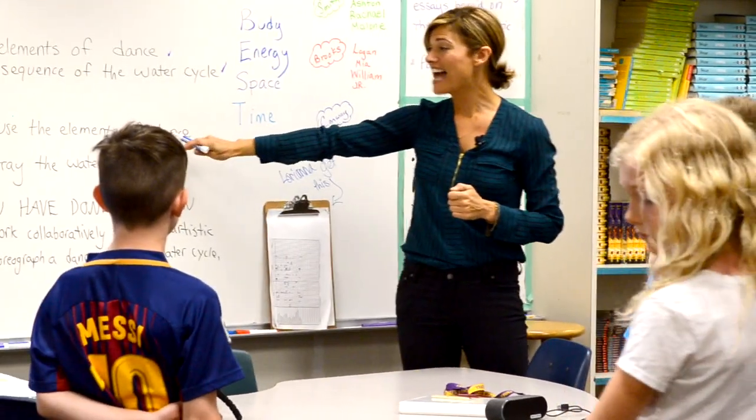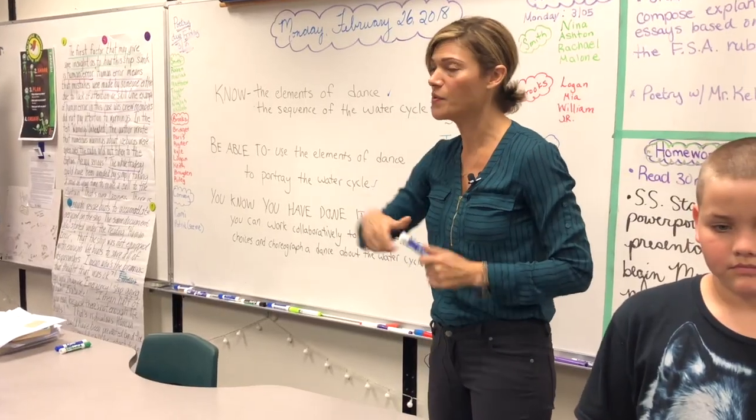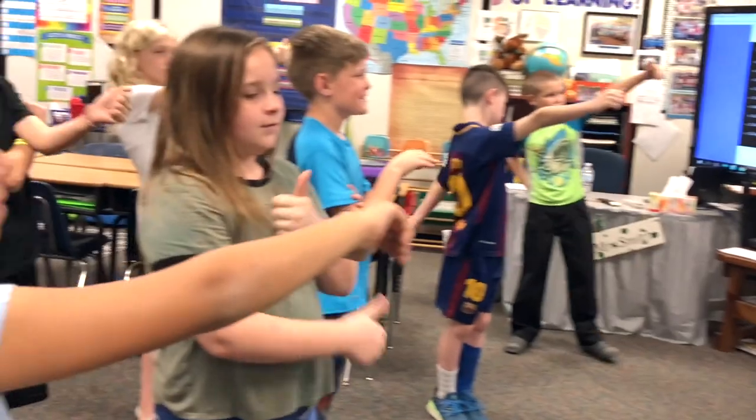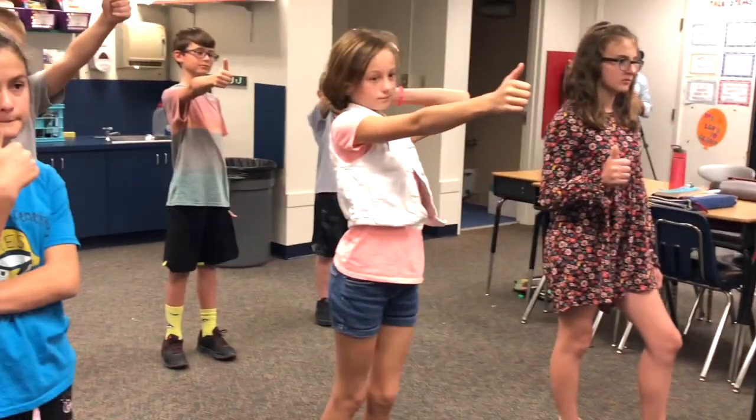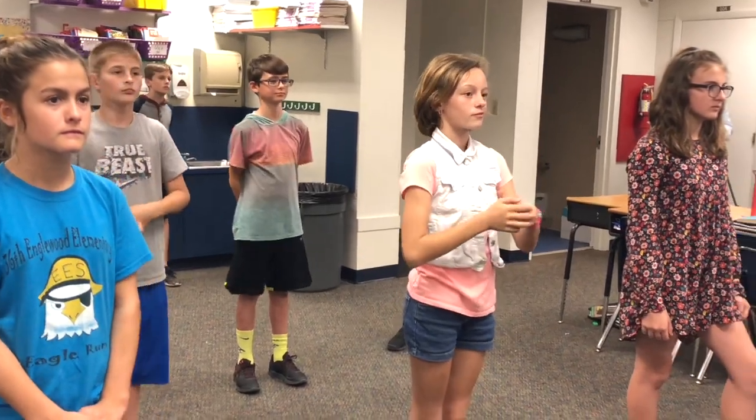We have the elements of dance. We have the water cycle. Now we're able to use the elements of dance to portray the water cycle. How many of you think that you're doing a fine job, that you could show this to another class that's learning about it, and you can really teach them the sequence of the cycle? Awesome. All right. We're going to have one more little rehearsal. Make those final changes, because then we're going to get to do it in small groups.